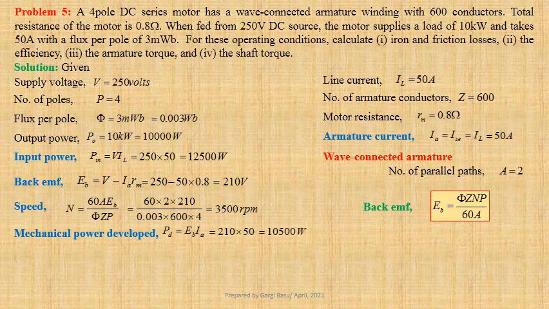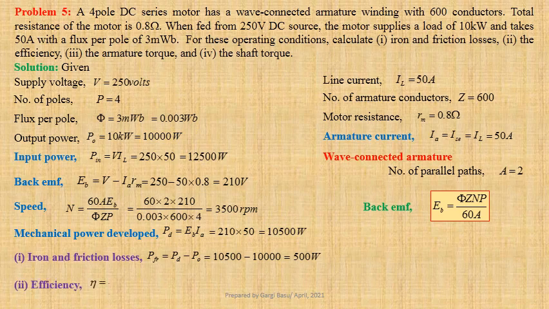10,500 watts. Iron and friction losses PFR equals PD minus PO, that is equal to 10,500 minus 10,000, that gives us 500 watts. Let us now calculate efficiency. Eta equals PO divided by P in, that is equal to 10,000 divided by 12,500, that gives us 0.80 per unit or 80%.